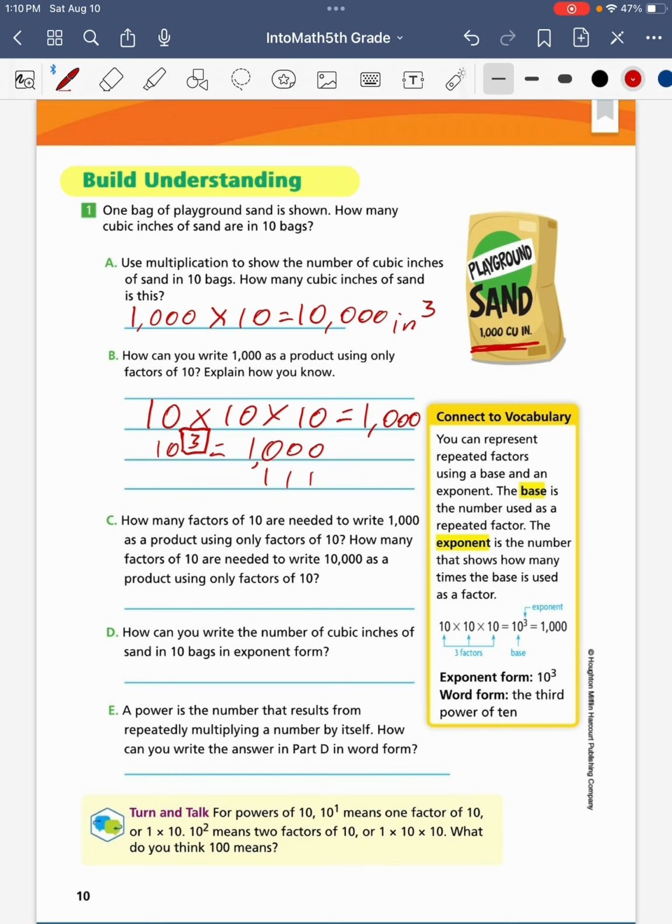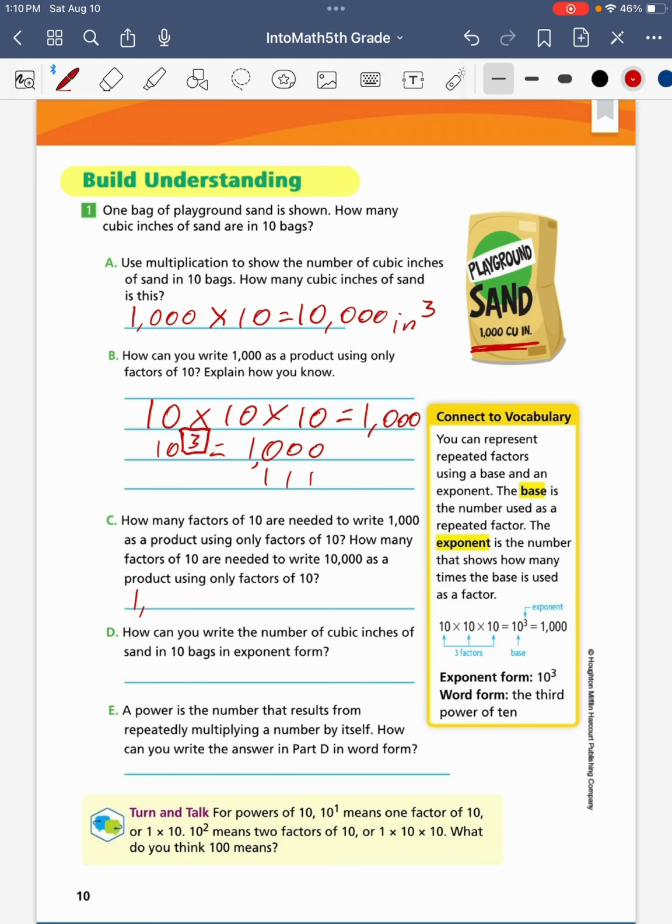Question number C. How many factors of 10 are needed to write 1,000 as a product using only factors of 10? How many factors of 10 are needed to write 10,000 as a product using only factors of 10?